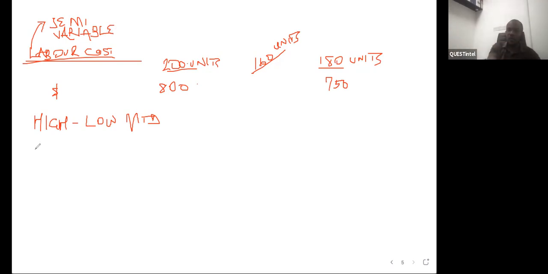So how do we do the high-low method? First of all, we want to get our variable cost per unit, right? If we add step up, we remove the step up. But if we're just doing the basic thing, so now our variable cost per unit will be what?